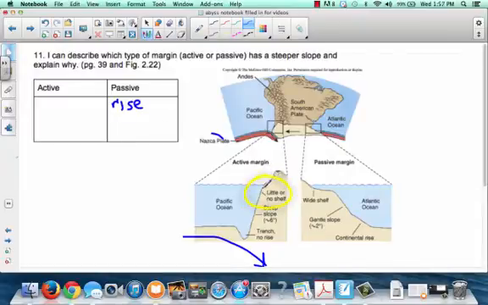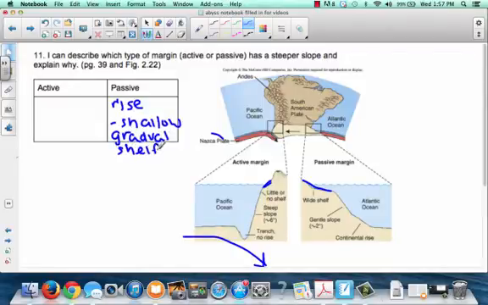In active margin, you have a very, very little small shelf, and passive, you're very wide, and it's gradual, more shallow. And so you're going to have a shallow and gradual shelf. Whereas on active, you're going to have a little shelf. And when we look at Google Earth, we're going to see that significantly. That's something that's really pointed out when we look at Google Earth.